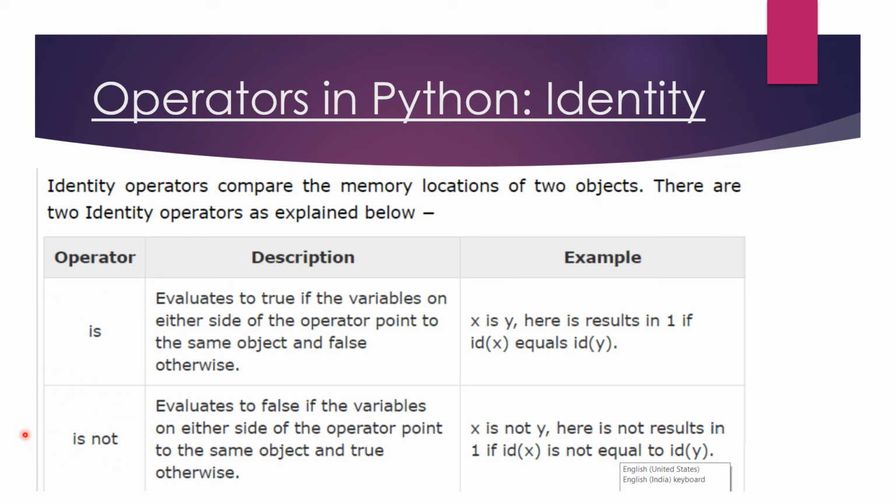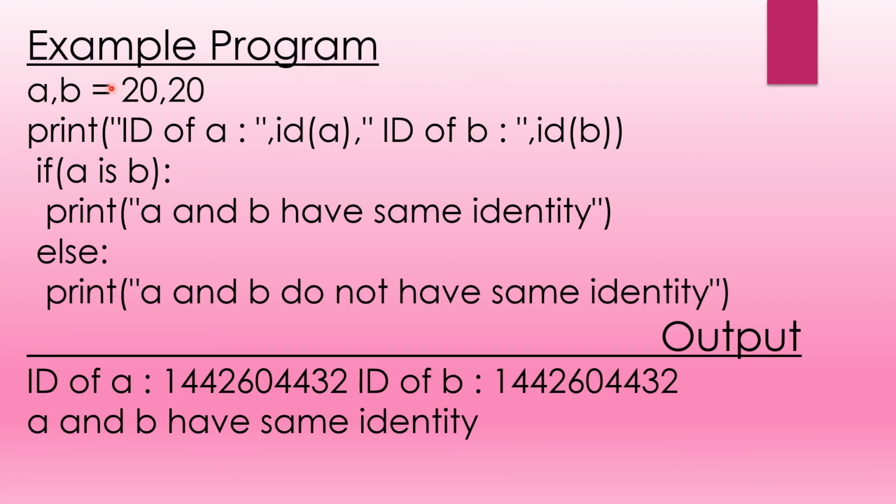And if we use is not, then it will evaluate to false if both sides are equal. That means x is not y results in true if id of x is not equal to id of y. But if id of x is equal to id of y, then it will result in false. Both are opposite. Let us see a program to understand it clearly.